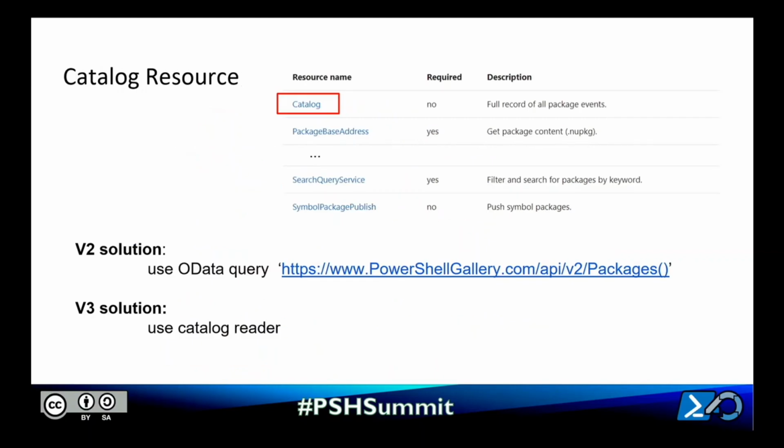And another important resource, which is actually not mandatory to implement, as this chart states, is the catalog. And the catalog is an append-only API that allows a user to see the recorded history of all of the packages that have been added, modified, or deleted from the repository. And a key difference between the V2 and V3 protocols is that in V2, enumerating through all packages on a repository is as simple as running the OData query, PowerShellGallery.com/API/V2/packages. But in order to do that in V3, you need to implement a catalog reader.